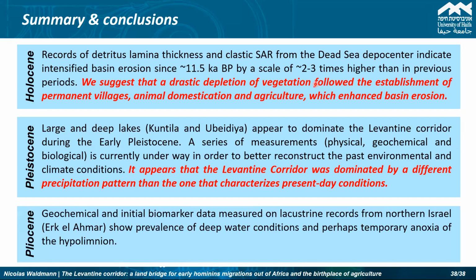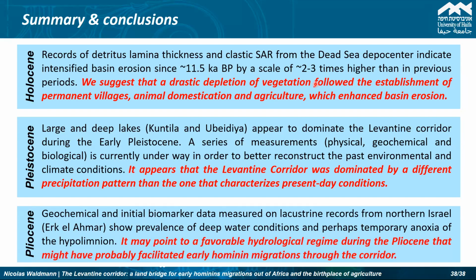Now, when we go back to the Pliocene, we did geochemical and initial biomarker measurements on records from the Erek El Ahmar formation, which show prevalence of deep water conditions, perhaps temporary anoxia of the equilibrium, as I mentioned before. So it may point to a favorable hydrological regime during the Pliocene that may have facilitated early hominin migrations through the corridor.